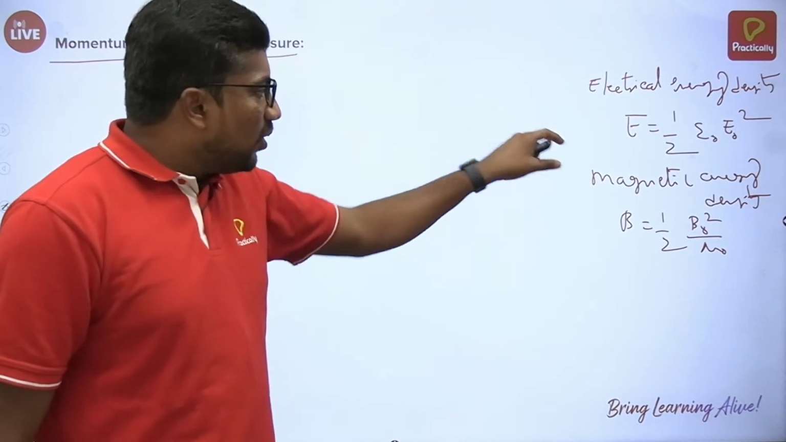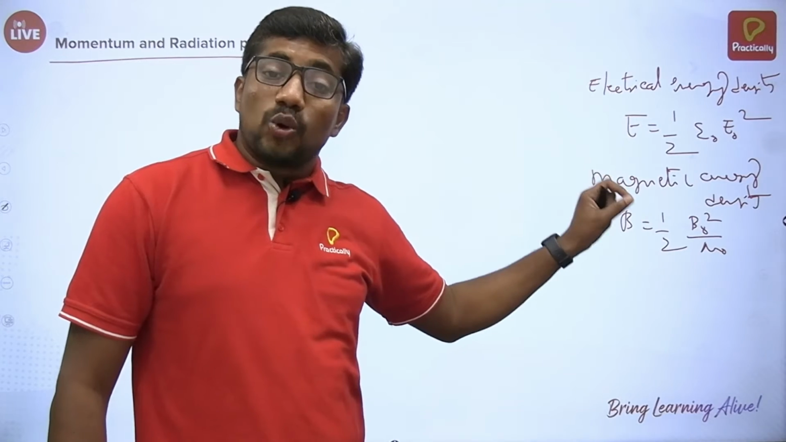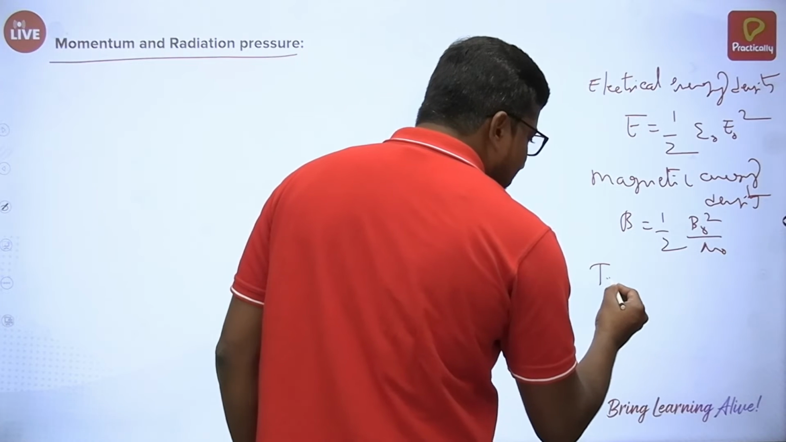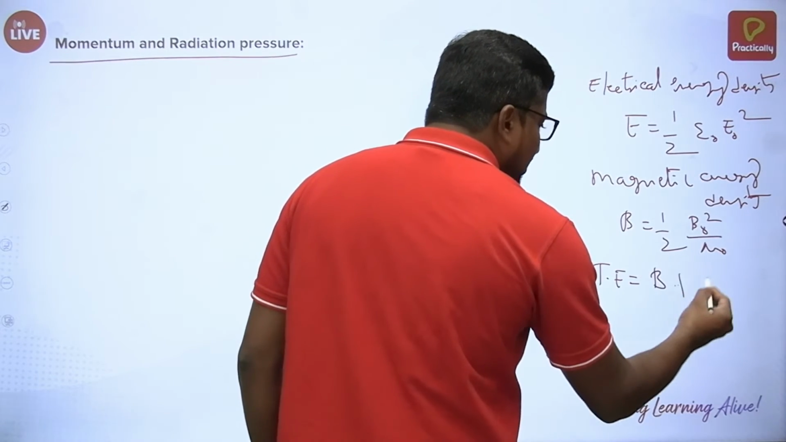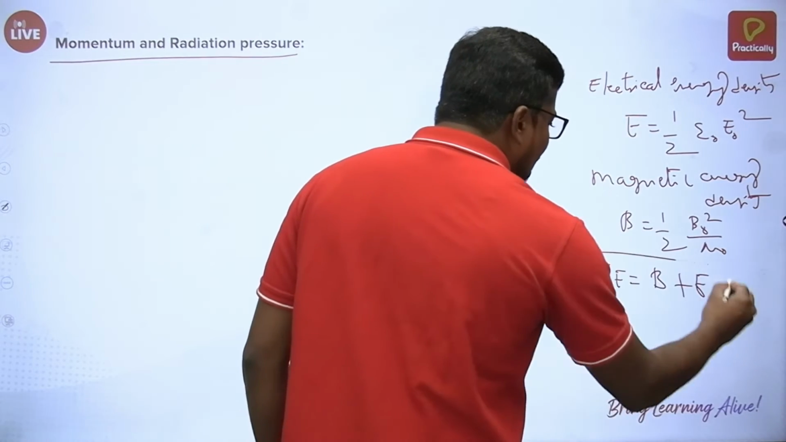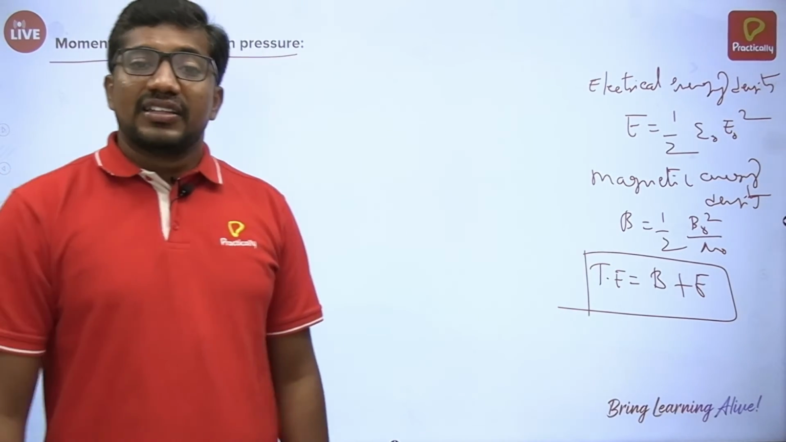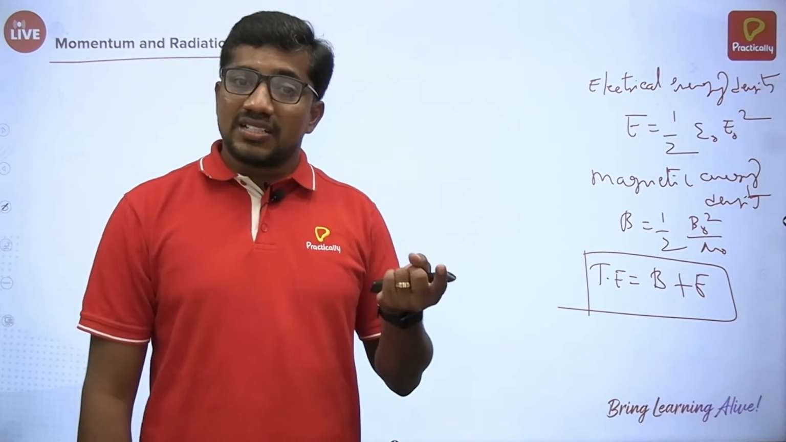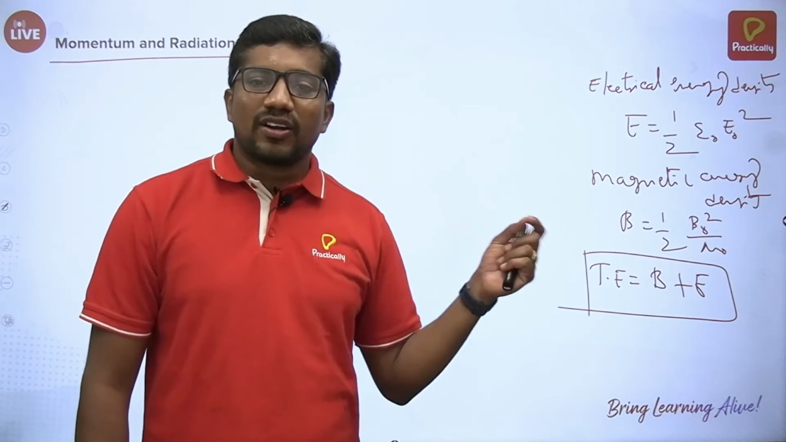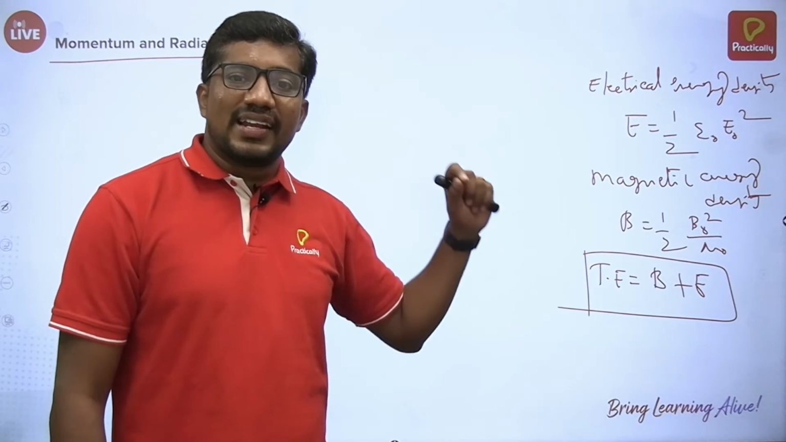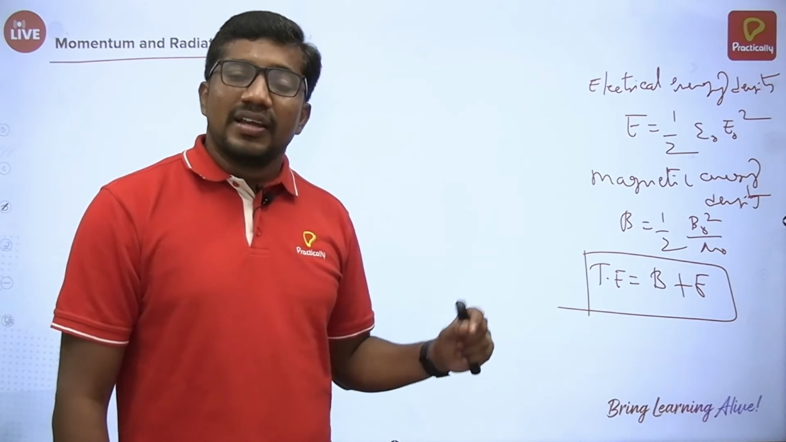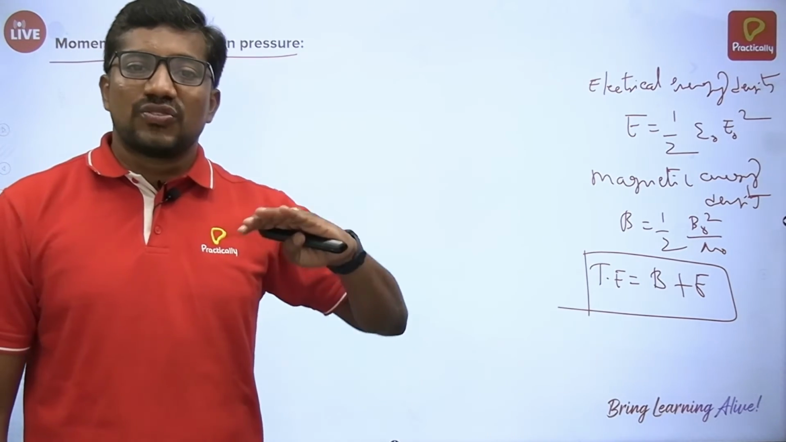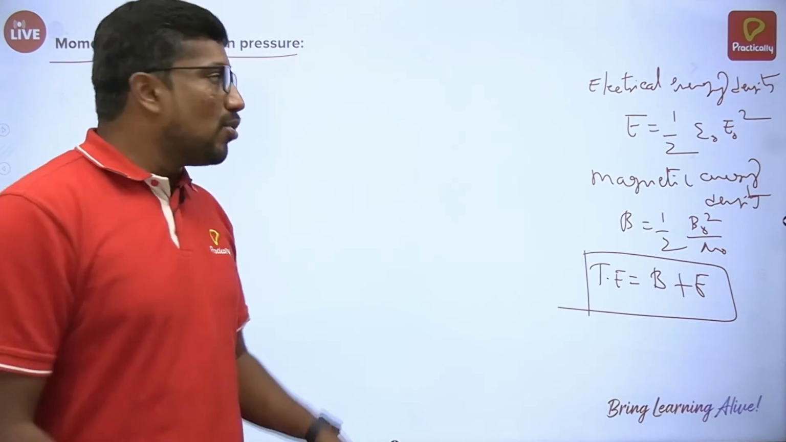So the total energy density of the electromagnetic wave is the sum of both the electrical energy density as well as the magnetic field energy density. That means an electromagnetic wave can transfer both electrical energy as well as magnetic energy, and so we can conclude that energy transfer is possible even for electromagnetic waves. Electromagnetic waves can transfer energy, and they can transfer momentum also.